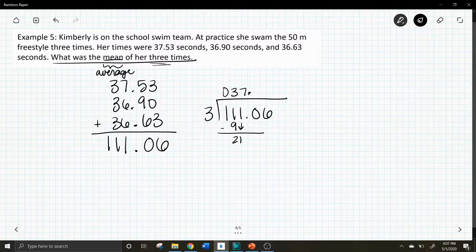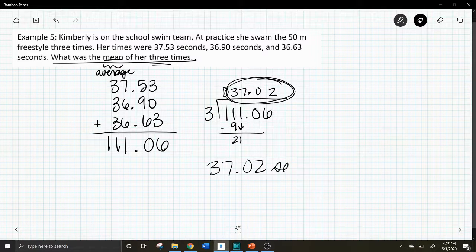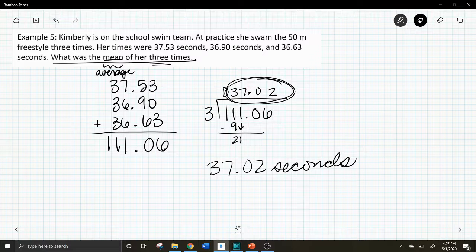Can 3 go into 0? No. 3 goes into 6 twice with no remainder. So our mean time is 37 2/100ths, or 37.02 seconds. So this was another situation where we wanted an exact number. A decimal was going to be our best way to visualize that number, as opposed to fractions in this case.